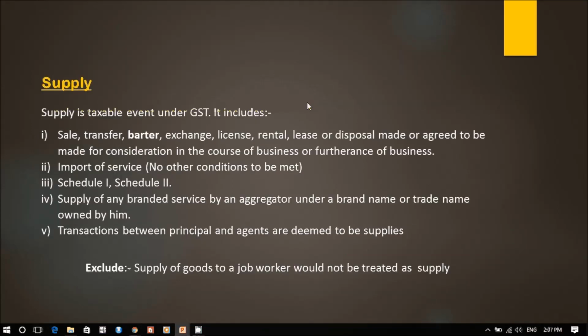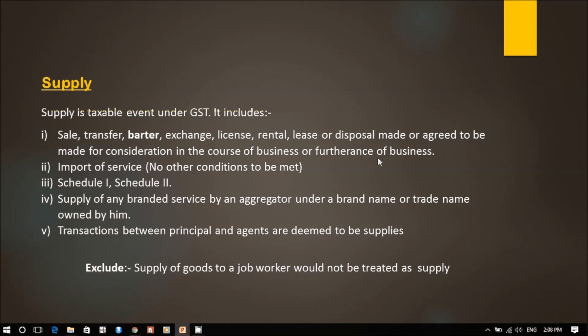Now the term arises: supply. Supply is a taxable event under the GST. What does it mean by taxable event? Taxable event means that if the definition of supply is met, then only GST would be levied. And it includes sale, transfer, barter. Barter earlier was not under the coverage, but in the GST, the barter system is also covered under the service under the GST. Exchange, license, rental, lease, disposal, made or agreed to be made for consideration in the course of business or furtherance of the business.